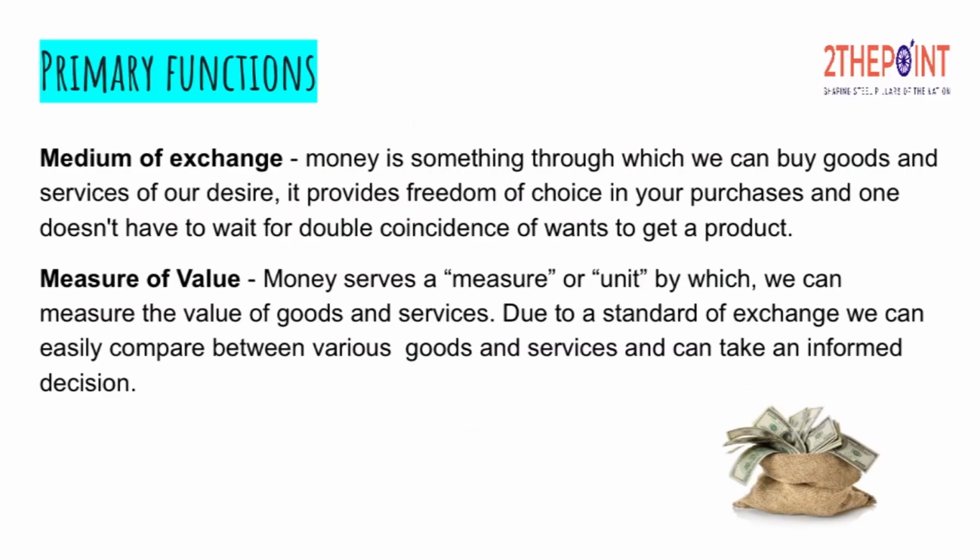The first and foremost function is medium of exchange. As I explained in the previous slide as well, it is something through which you can buy goods and services of your desire. It provides freedom of choice in your purchase. How does it provide freedom of choice? Because you don't have to wait for the double coincidence of wants as you did in the barter system, where you would have to purchase only that good which the seller can provide you.